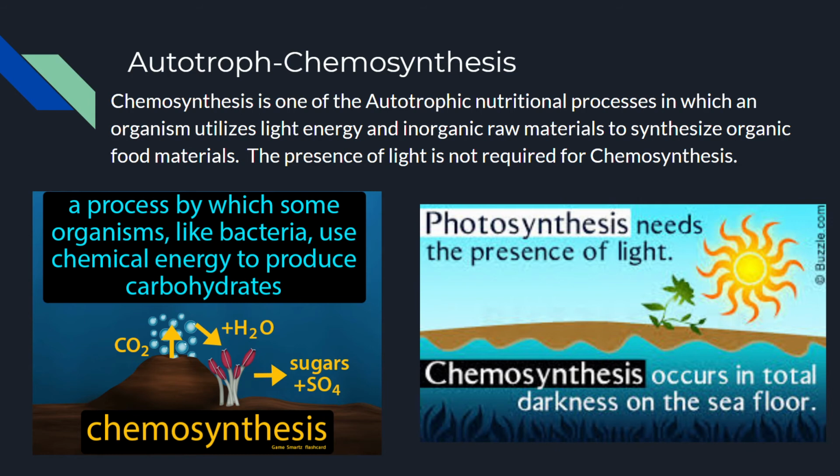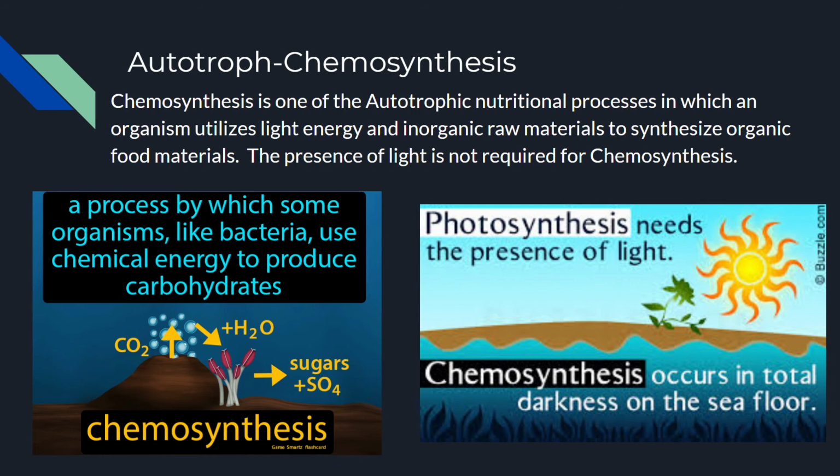So as we can see by the photo on the right, photosynthesis needs the presence of light. On the contrary, chemosynthesis occurs in the total darkness of the seafloor and does not require light or solar energy. The picture on the left, we can see it as a process by which some organisms, like bacteria, use chemical energy to produce carbohydrates. So rather than solar energy, it's using chemical energy.